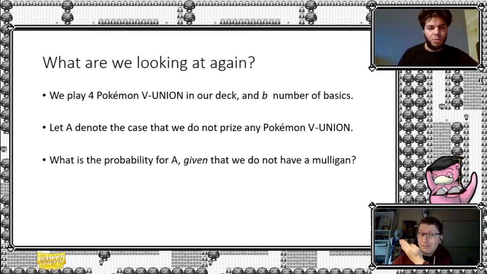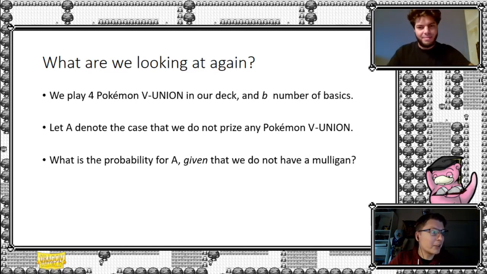So we kind of have to sort away all the combinations where we do not prize a V-UNION card, but also have a mulligan hand. Those hands are not considered valid for starting a game of Pokemon. So we have to get rid of those scenarios.